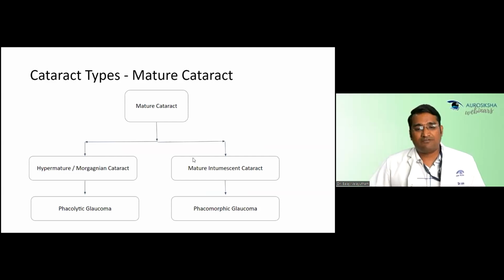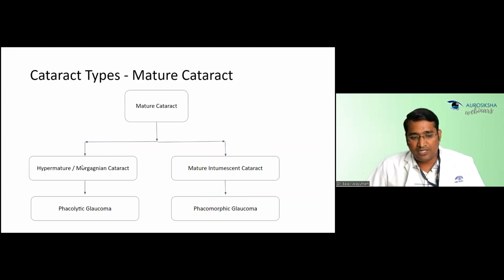Now, what happens if a patient still doesn't undergo surgery at a mature stage? It can progress in two ways. It can either become a hypermature or Morgagnian cataract and cause phacolytic glaucoma if untreated. The liquefied cortex leaks from the capsule and causes inflammation. While in the mature intumescent stage, it can swell up and push the iris forward and cause a phacomorphic glaucoma due to angle closure.